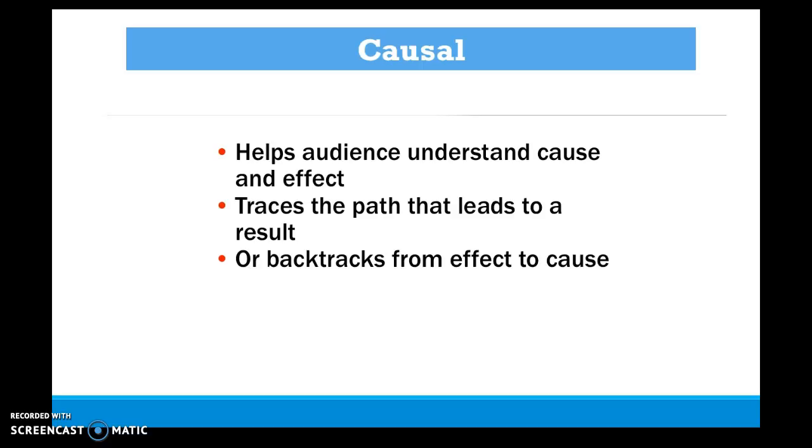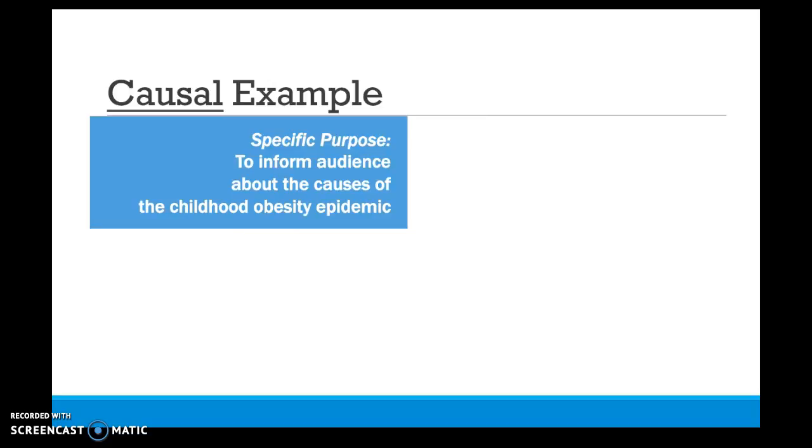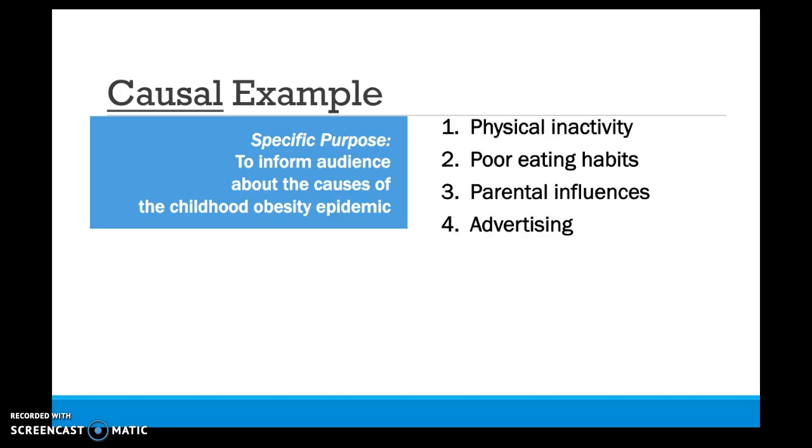Causal is when you want your audience to understand the cause and effect or consequence of something. This is typically used in persuasive speeches. So here's a causal example to inform my audience about the causes of the childhood obesity epidemic. And then they talk about first the causes: physical inactivity, poor eating habits, parental influences, advertising.